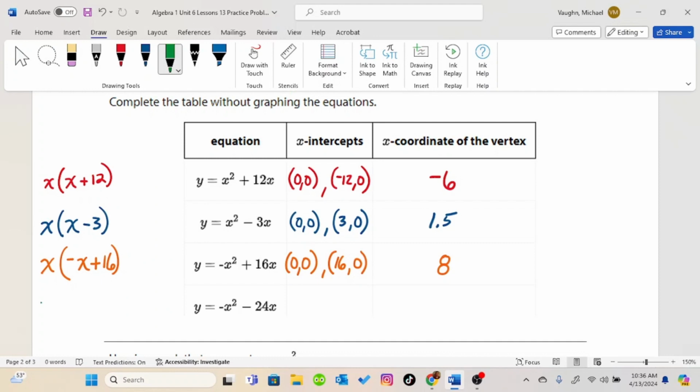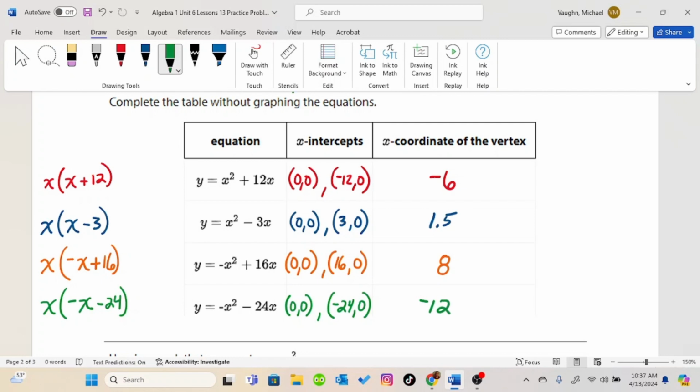And number 4, I'm going to factor out an x. Negative x squared divided by x is negative x. And negative 24x divided by x is negative 24. If x is my factor, then my intercept is at the origin. If negative x minus 24 is my factor, then x is negative 24, and the intercept is at negative 24, 0. The x-coordinate of the vertex is halfway between the origin and negative 24, which would be negative 12.